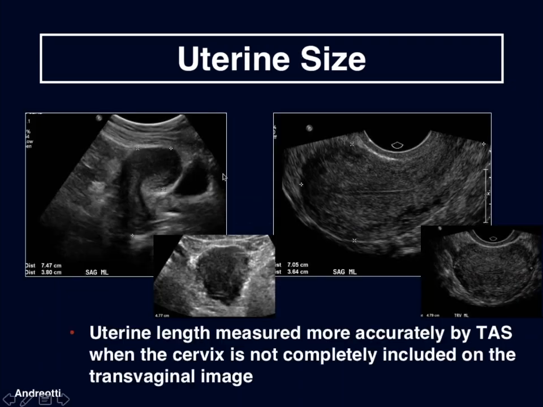For example, here we can see a transabdominal image where we can measure the uterus from the bottom of the cervix very clearly to the top of the uterus, whereas on the transvaginal image of this same patient, we can see that the cervix is not completely included in the image. So one would need to be very careful in pulling the probe out enough to include the cervix in order for the transvaginal image to be the appropriate image to use for this measurement.